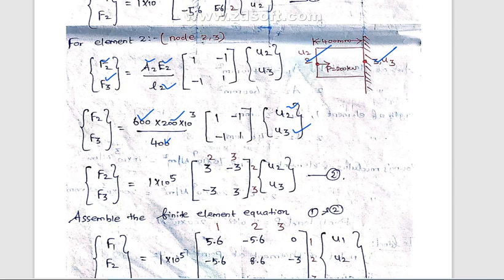Now we have to solve these equations. Solving this calculation, finally you get 1 into 10 power 5 times 3. We keep 1 into 10 power 5 outside and multiply the 3 inside the matrix. Therefore, 3 minus 3, minus 3 3, with U2 and U3.